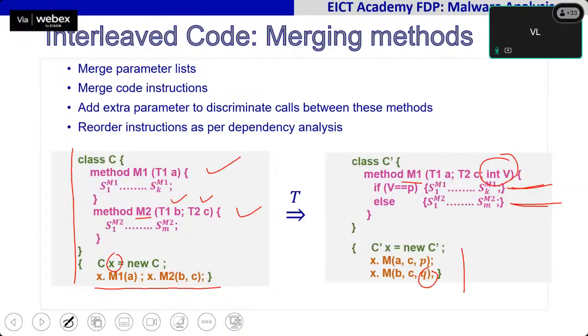But again, these two classes may not appear the same in the analysis, because here it appears that we have a class with two methods, and here this class has only one method. And the number of parameters also does not match. But if you look closely, you understand that this is actually an equivalent representation of the same method. So by using interleaving of the code and merging the methods, obfuscation can be achieved.